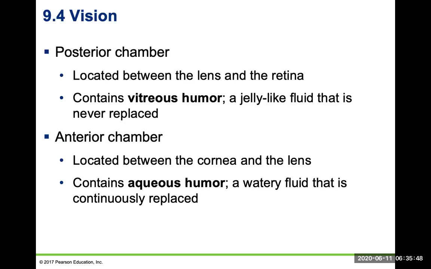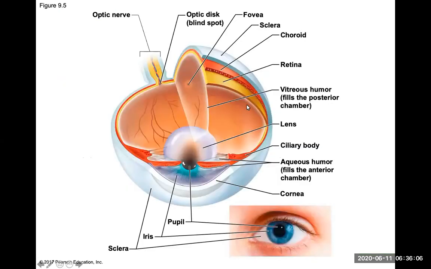And then within the eye, you have a posterior chamber and an anterior chamber. The posterior chamber is located between the lens and the retina. It contains vitreous, or jelly-like fluid. And the anterior chamber is located between the cornea and the lens, which contains aqueous humor. It's more watery and it's continuously replaced.